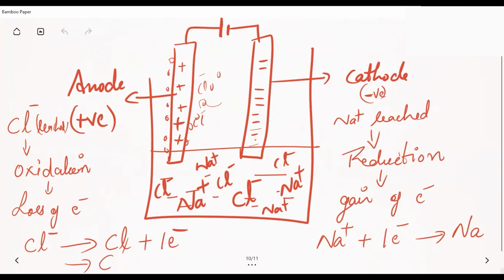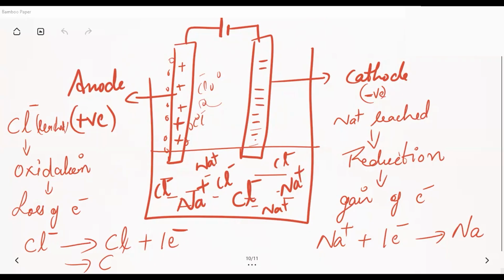And we know the anode is positive here, so automatically the negative ions will be coming and attaching to the anode, right? So who is negative? Cl minus is the negative one. So it will come and attach to this anode. At the anode there is loss of electrons, that is the process taking place. So Cl minus will lose its one electron and will become Cl. To make it balance, you have to take 2 chloride ions.